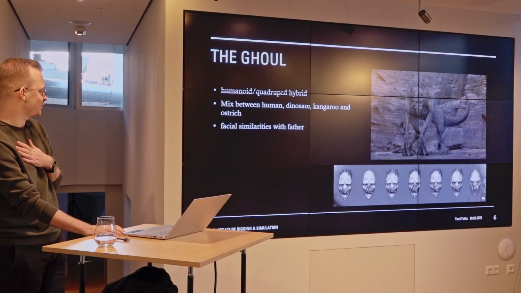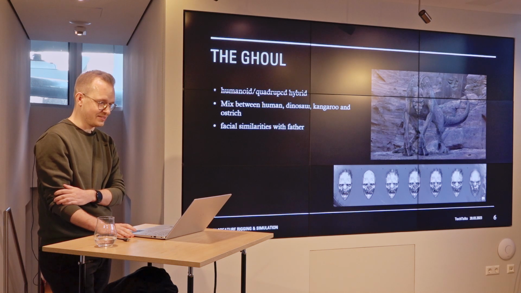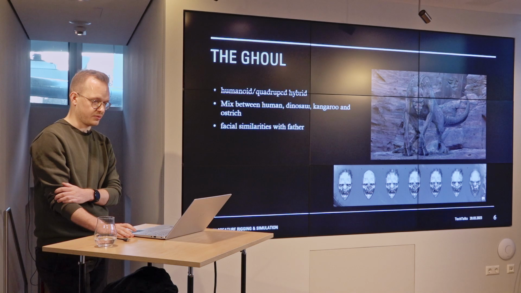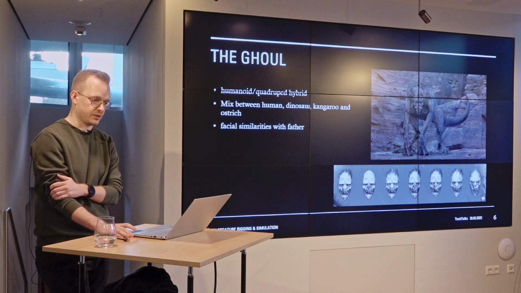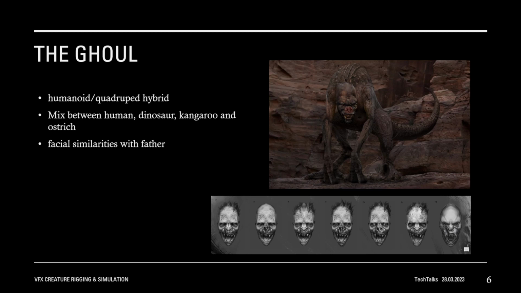Alright, so the Ghoul is the hero of our film, and our goal was to create a really high quality asset that could match with one of the big players, the big studios. The design process was way before I joined the team, like 2 years ago, and the idea was to create a humanoid quadruped hybrid. In the end, it's a mix between a human, a dinosaur, a kangaroo, and an ostrich.